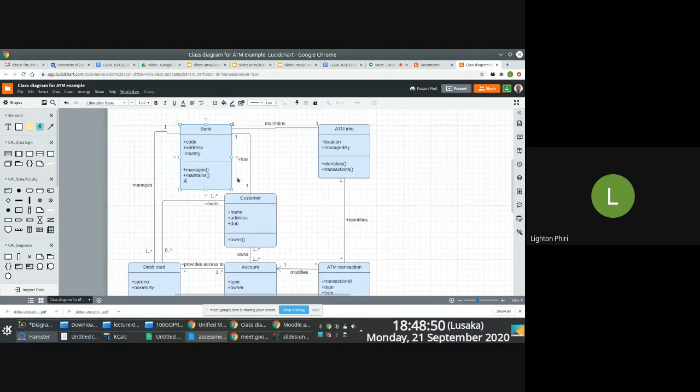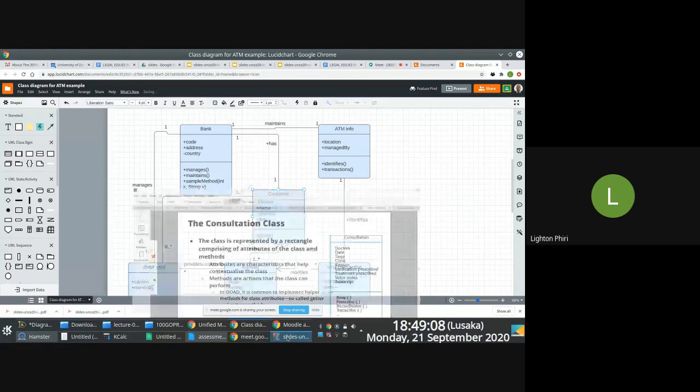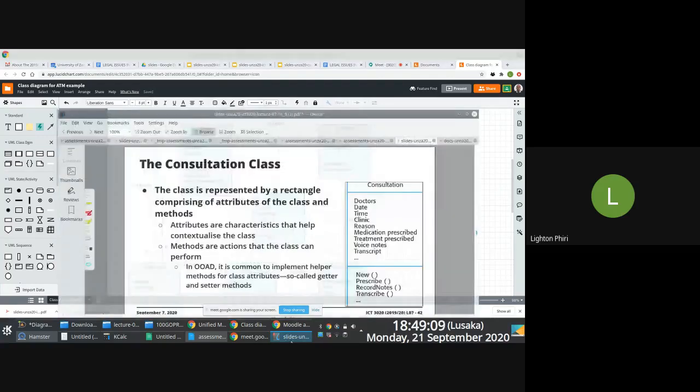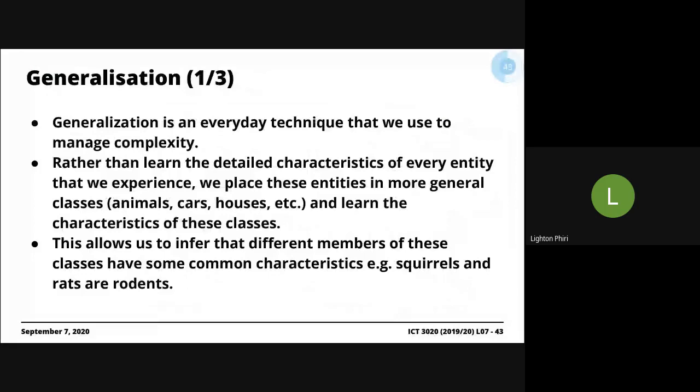So you say this is a public method, a sample method, and within this method you have int x and string b or something. Something of this sort. Anyway, we'll look at this, and it will make sense very soon. In terms of the different associations in these structural diagrams, there is generalization.